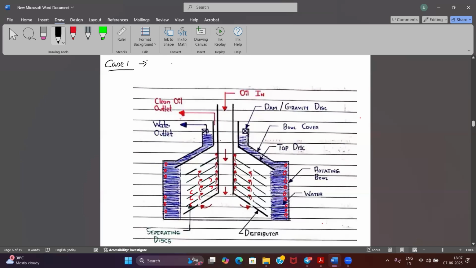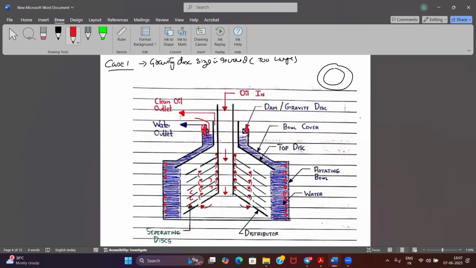Gravity disk size is increased, suppose. That means too large. The interface will go outwards. If I'm putting too large a disk, that means the diameter is large, right? The diameter I have increased. So if I have increased the diameter, can I say only this much is my gravity disk? Tell me first.